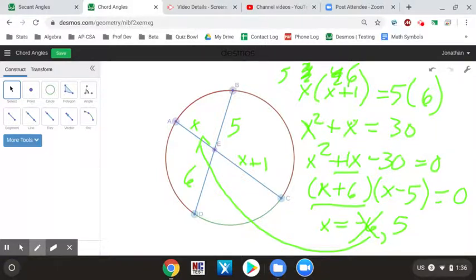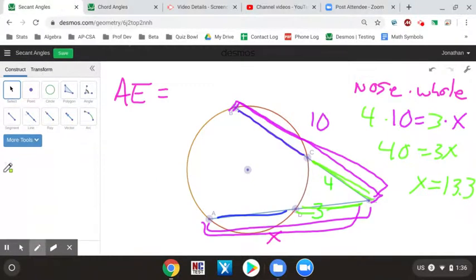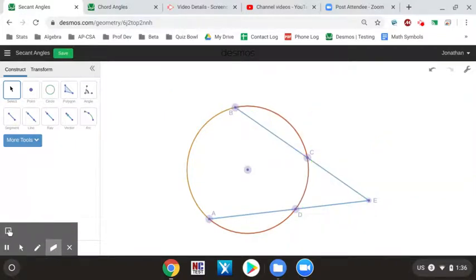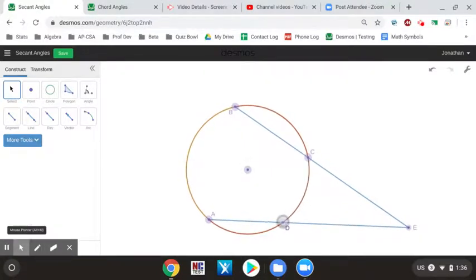I'm going to go ahead and skip down to number 3 on this page. I'll let you try 2 on your own. When I try number 3, it's secant angles. I'm going to get rid of our old work and maybe move the diagram just a little bit so it looks a little bit more like what is on your page.